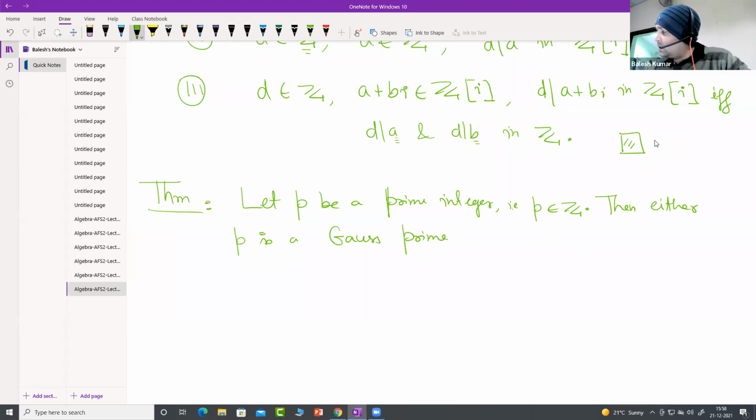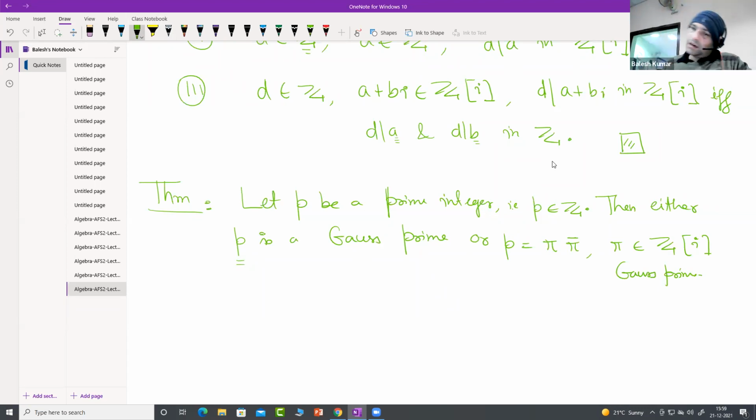or if it is not a Gauss prime, it will have a certain factorization that is very well known, because Z[i] is a Euclidean domain. What this theorem says is that the factorization can have at most two factors, and in fact it will be precisely the product of two complex Gaussian primes. Then either p is a Gauss prime or it is, let me write in symbols, p = pi times pi bar, where pi is a Gauss prime, pi belongs to Z[i].